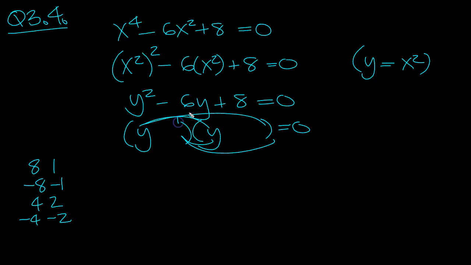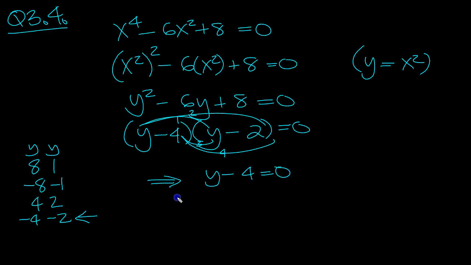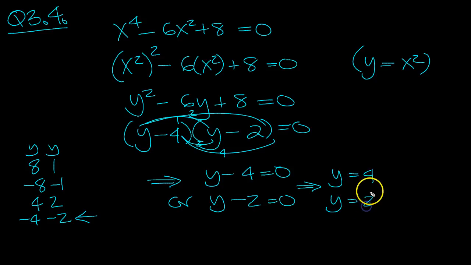Then the middle lines, lines 2 and 3, is the middle term. So y times this and y times that, and it needs to add up to minus 6. See it? So minus 4 can go in here, for instance, and minus 2 can go in there then. So that tells us that y minus 4 must equal 0, or y minus 2 equals 0, and this tells us y equals 4 and y equals 2, doesn't it?